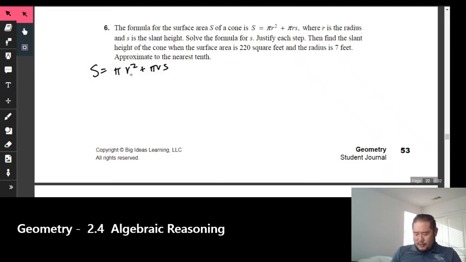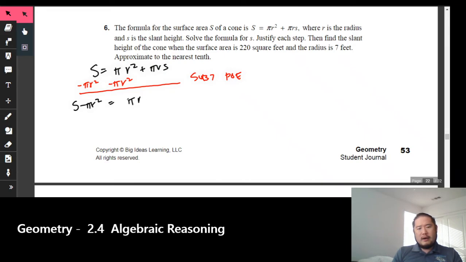Things that I would do first right here, since I know that S happens to be attached to the pi r, let's go ahead and take pi r squared and let's subtract that from both sides. So we have our subtraction property of equality. So we have S minus pi r squared is equal to pi rs.